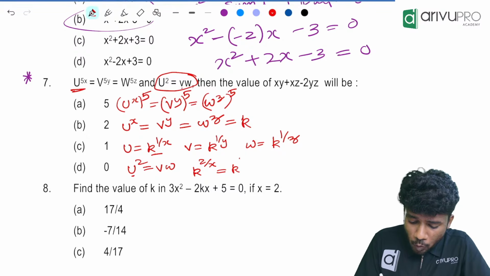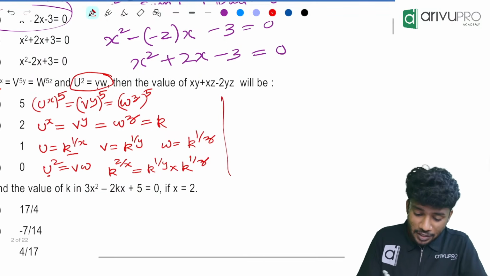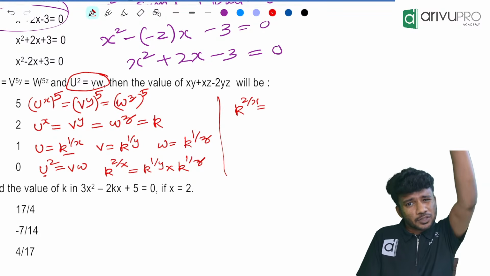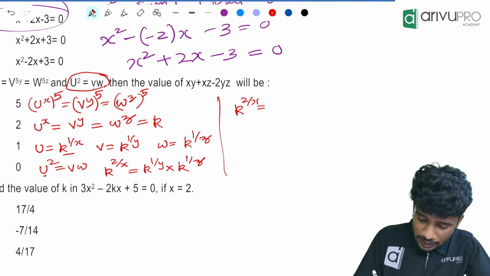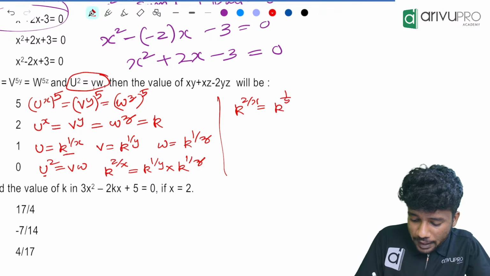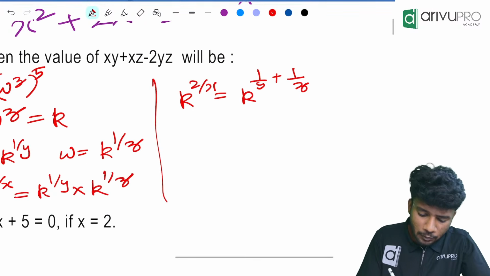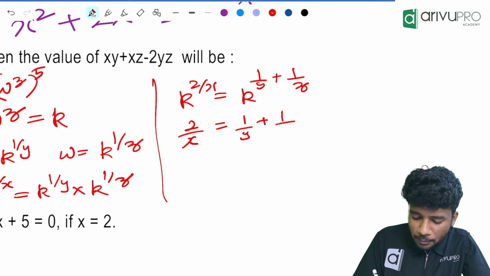K raised to 1 by y into k raised to 1 by z. Now we will use the property of indices. It can be written as k raised to 2 by x, which is equal to k raised to one power into k raised to another power. So I can write it as k raised to 1 by y plus 1 by z. Now equate the powers: 2 by x is equal to 1 by y plus 1 by z.